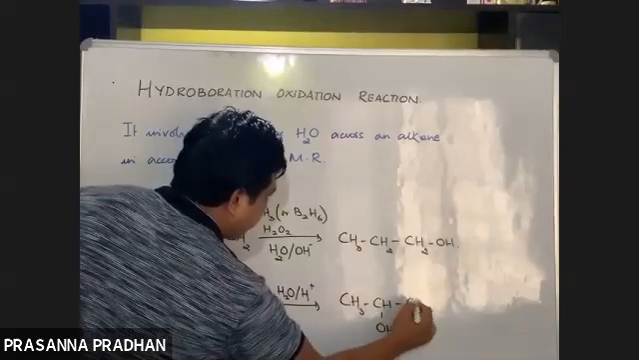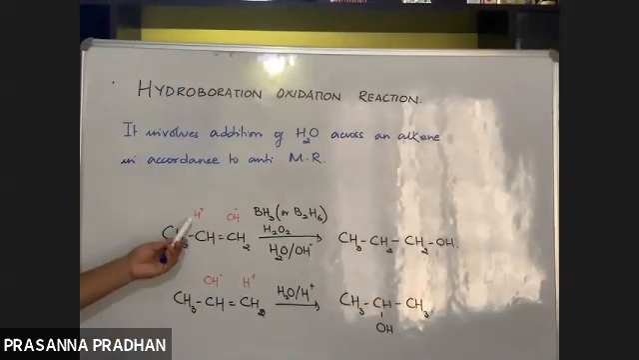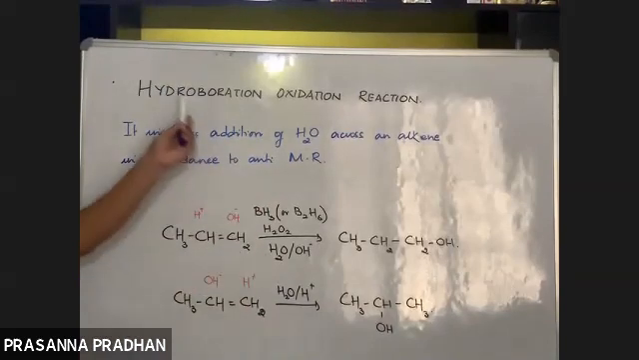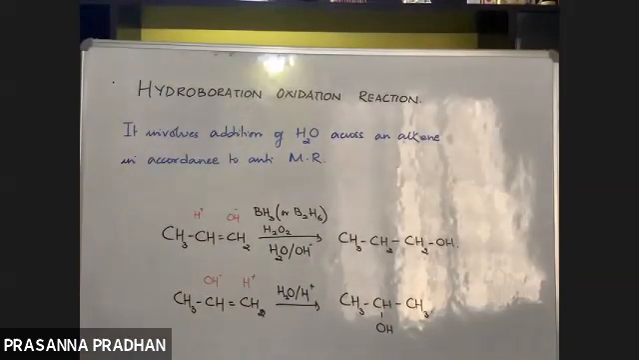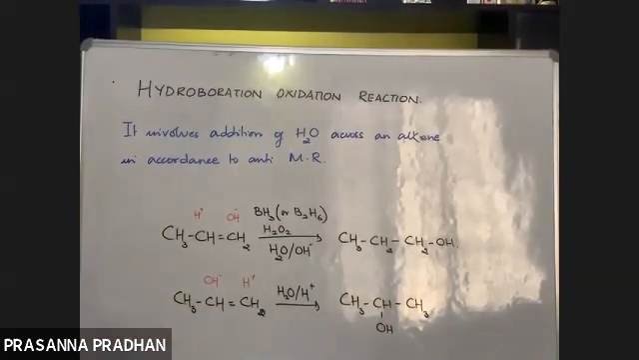So remember, via alkenes, we can add a water molecule in accordance to anti-Markovnikov's rule by using these reagents, the hydroboration oxidation reaction. And we can also add a water molecule across a double bond following Markovnikov's rule, and the reaction is known as acid catalyzed hydration. So we can add a water molecule following Markovnikov's rule as well as anti-Markovnikov's rule.